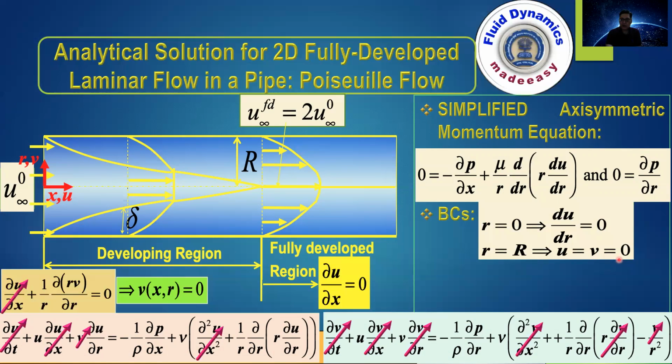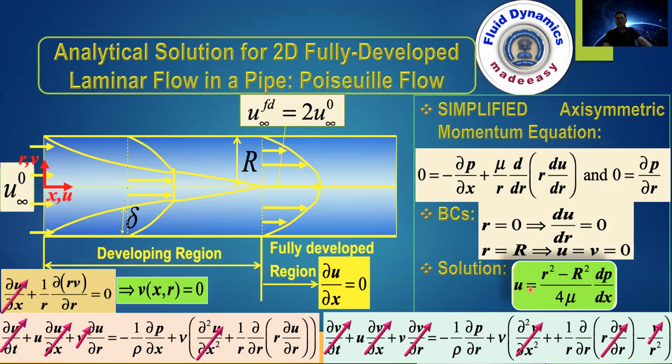So using these two boundary conditions and solving the second order ordinary differential equation with a constant, considering this dp by dx equal to constant in the fully developed region, you obtain the analytical solution for the axial velocity u as r square minus capital R square, which is the radius of the pipe, divided by 4 mu into dp by dx.